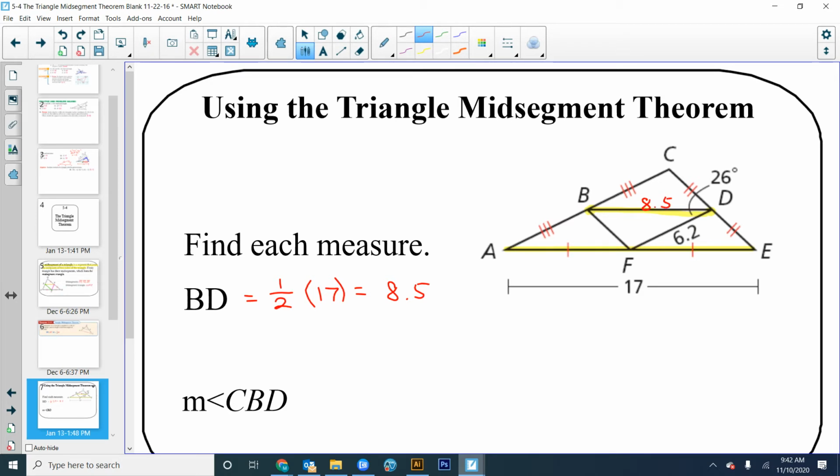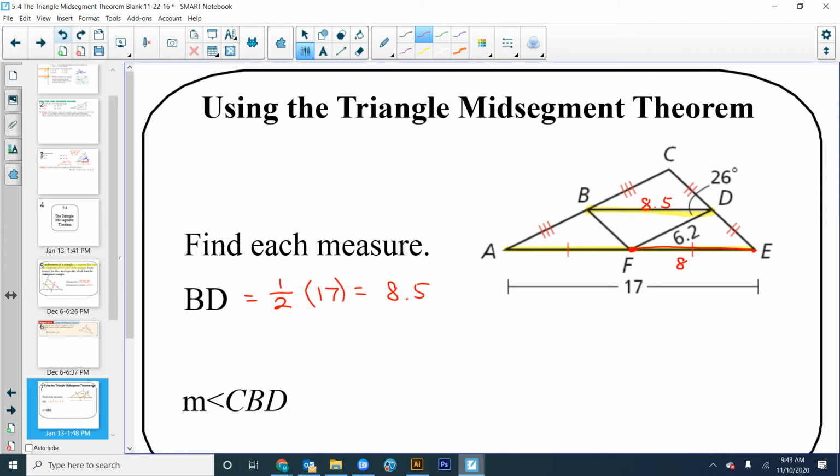Now I'm going to ask you some questions that aren't necessarily up here being asked, okay? What's FE? FE. 8.5. How do you know? It's making 17. The whole thing's 17, and F is called a midpoint, right? Isn't it cutting 17 also? Oh, so kind of a neat little parallelogram is formed here. Do you see it? Where these sides are both 8.5. Okay, but the whole thing was 17.